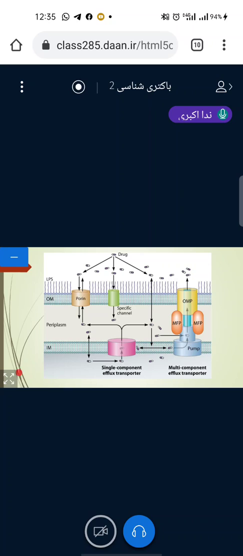This is Pseudomonas aeruginosa, its membrane and cell wall. This is the outer membrane, and this is the inner membrane. The outer membrane has some pores or porins, but its pores or porins are so small, so the rate of movement is low.